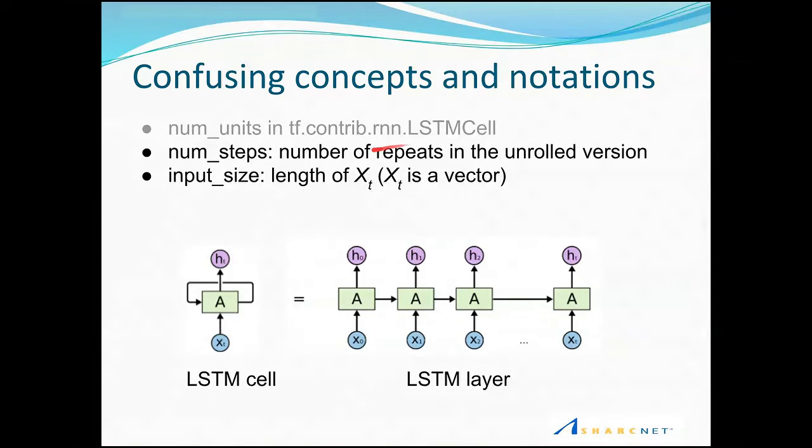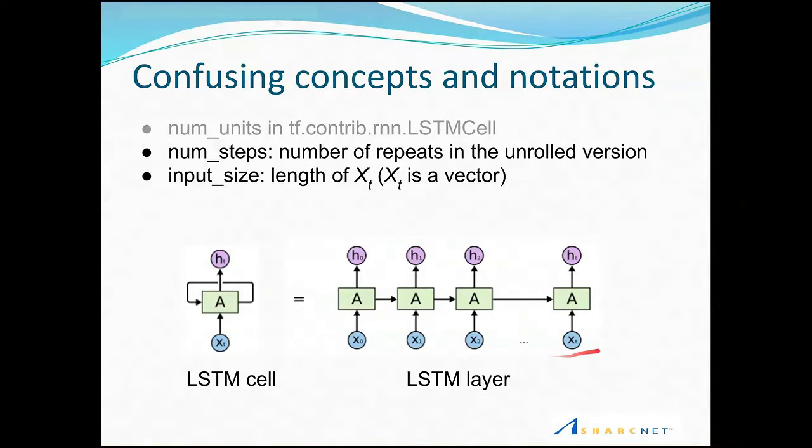Leaving the number of units aside, let's first talk about the number of steps. Number of steps is the unrolled version. For example, in our application, the data we use is daily, not every minute, it's daily data. And we want to know how long a history we want to look back to make a prediction. So here we have to decide it. For example, we want to use the last 30 days. Then the number of steps is 30. So it's the number of repeats in the unrolled version, which is the input length.